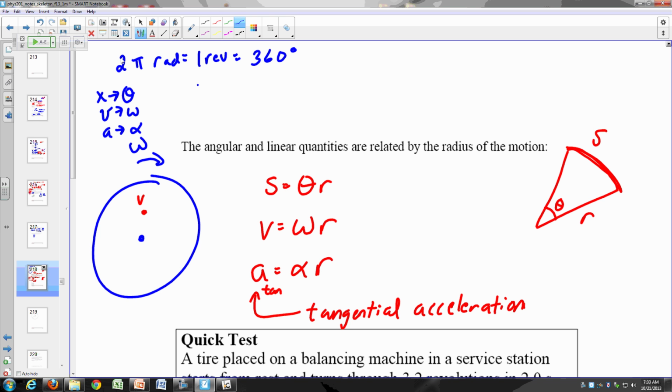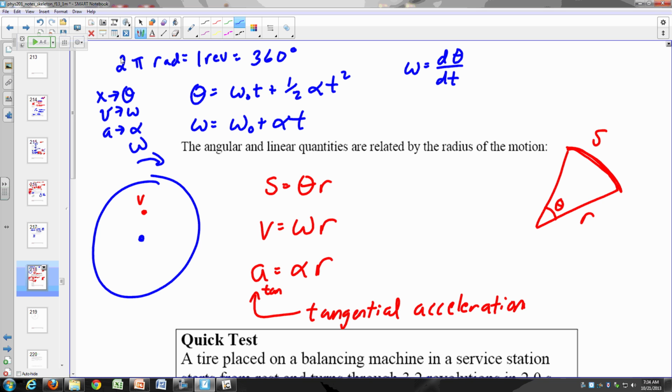So, for example, our equations now are theta equals omega naught t plus 1/2 alpha t squared, and then also omega equals omega naught plus alpha t. And then also our same definitions still hold true. That is that omega is the first derivative of the position function, and alpha is the first derivative of omega. The angular acceleration is the derivative of velocity, and the angular velocity is the derivative of position. That was just like we had in chapter 2, but you'll see it again.